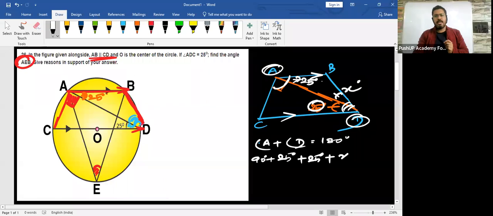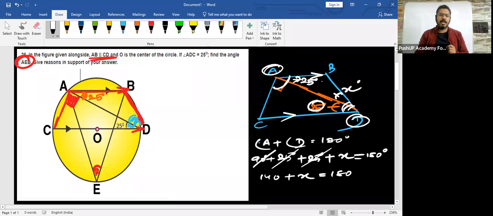So that would be 25 plus X, which is equal to 180 degrees. Did you all understand this part? So how much is 90 plus 25? 115. 115 plus 25 is 140. So 140 plus X is equal to 180. Therefore, X is equal to 180 minus 140, which is equal to 40 degrees.